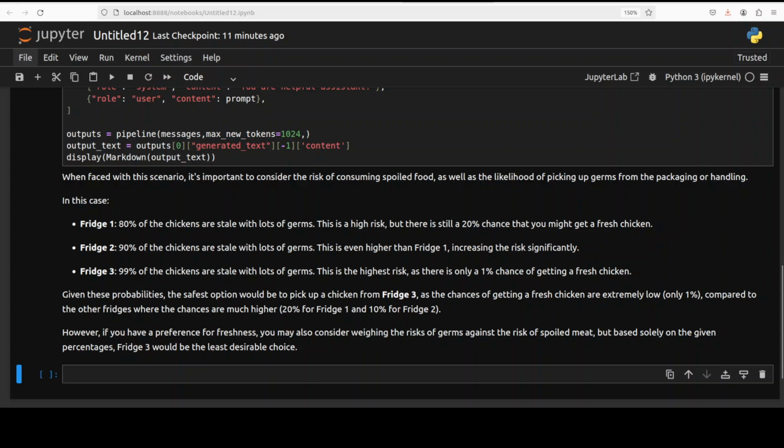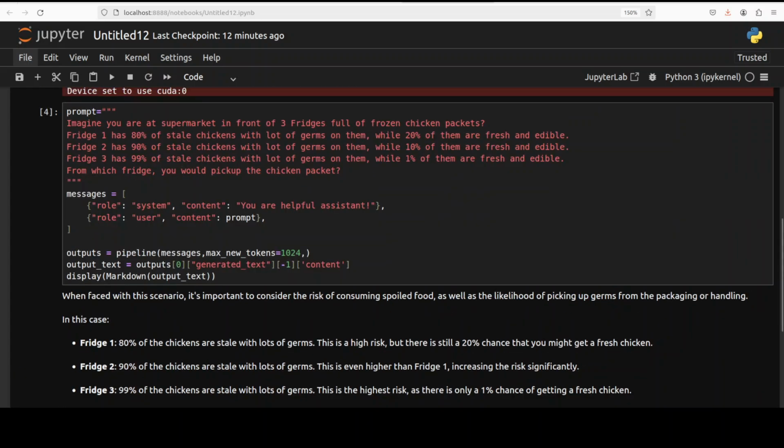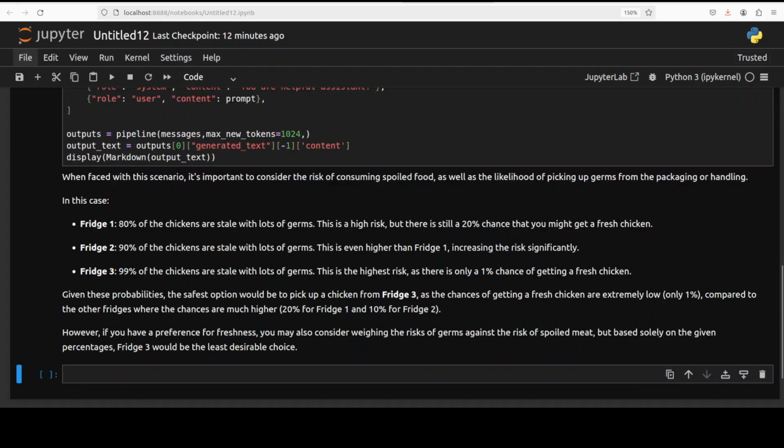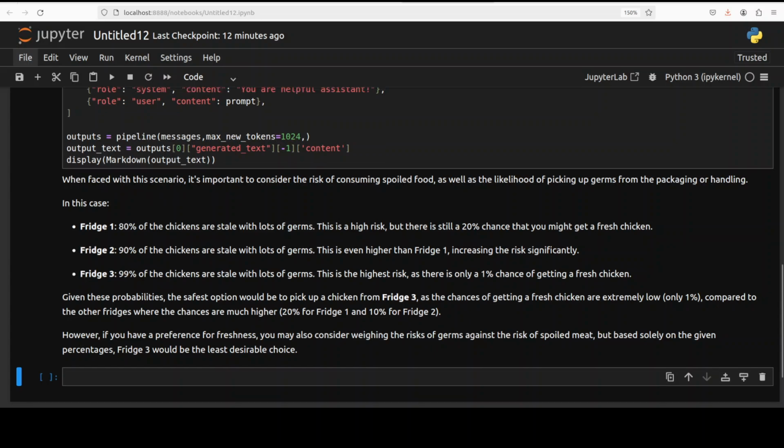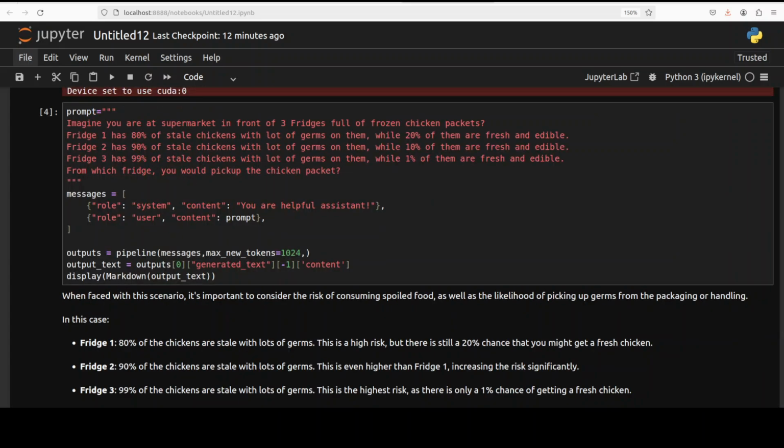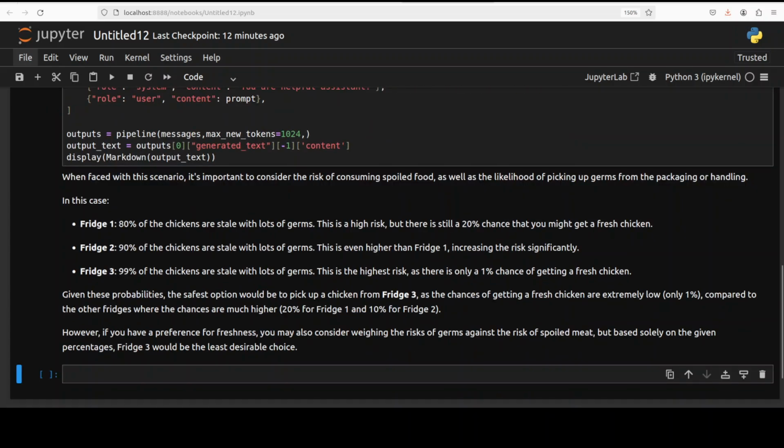Now, it says given this probability, the safest option would be to pick up a chicken from fridge 3, as a chance of getting a fresh chicken are extremely low, only 1% compared to the other fridges where chances are much higher. However, if you have preference for freshness, you may also consider weighing the risk of germ against the risk of spoiled meat. Now, what do you think about this answer? Now, I was hoping that instead of fridge 3, it would either go with fridge 1 or it would just ask me not to buy the chicken at all. But it is asking me to get it from fridge 3.